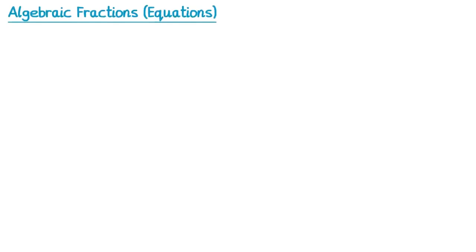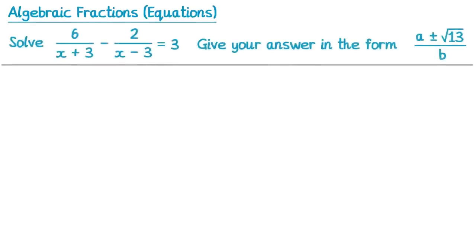Now let's have a look at an even trickier question. For this one we need to solve an equation, but we're told we need to give the answer in a particular form: a plus or minus square root 13 over b. This is a clear indication that when we get to a quadratic at the end, it's not going to factorise. We either need to use the quadratic formula or complete the square to get the solutions. So let's go ahead and try and solve this one.